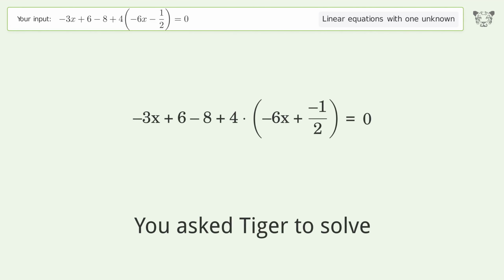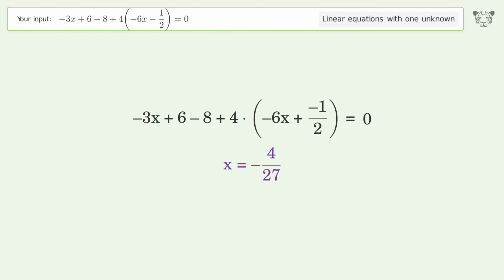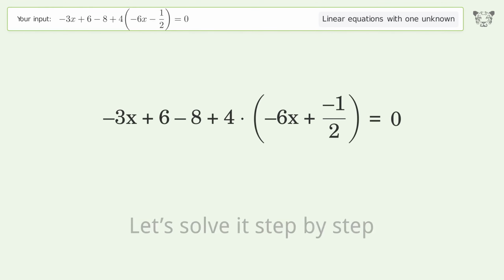You ask Tiger to solve. This deals with linear equations with one unknown. The final result is x equals -4/27. Let's solve it step by step.